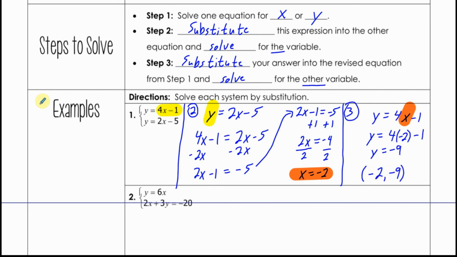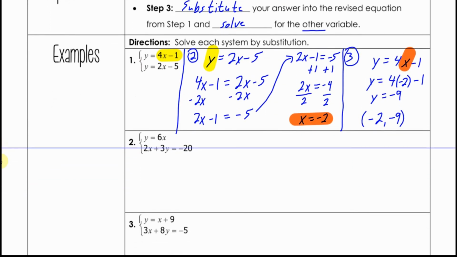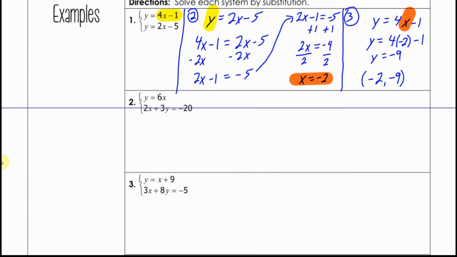How would you check your answer for that on Desmos? I hope you said graph both of them. And hopefully, if we've done it right, those two lines are going to intersect at negative 2, negative 9. We could also plug our numbers back into the equation, but Desmos gives us a really quick, simple check, right? So this one, both equations were solved for y. I'm going to go down and do number 3.